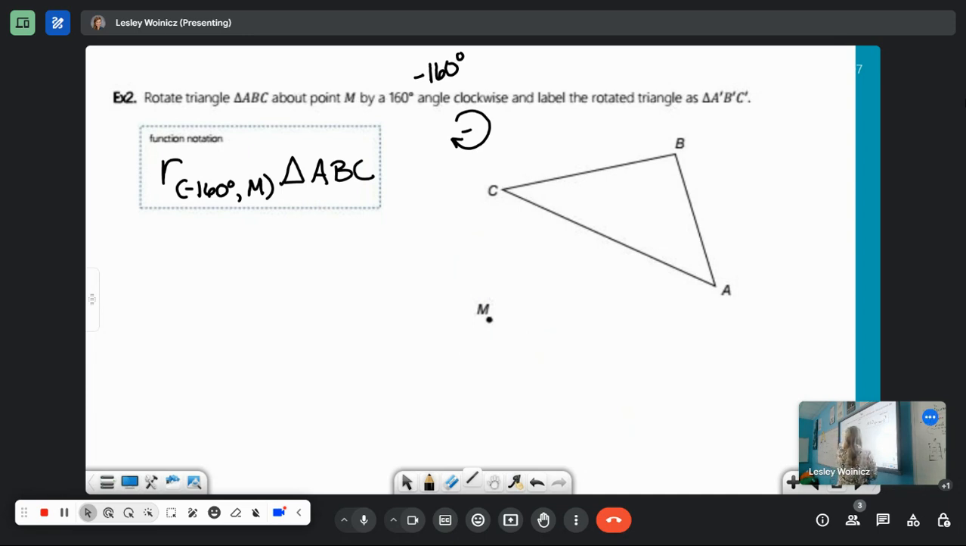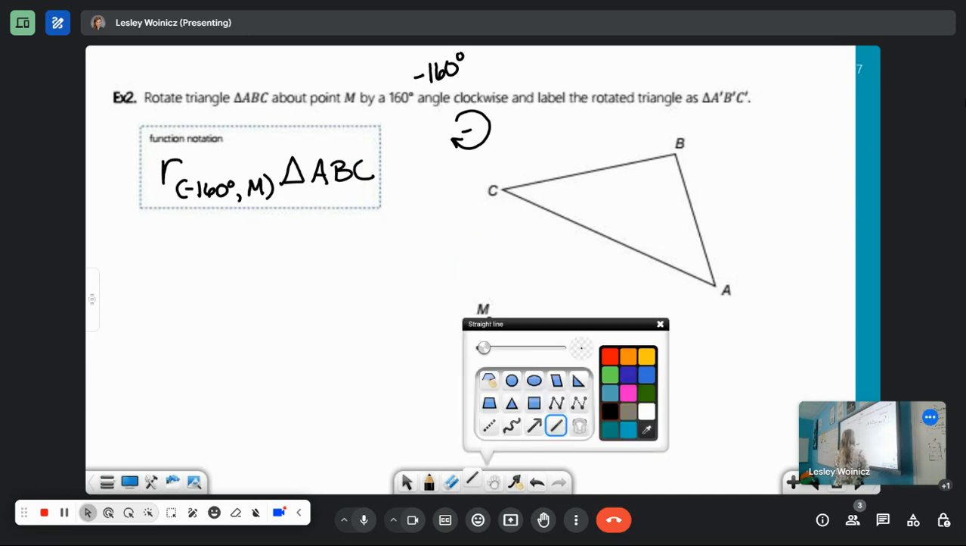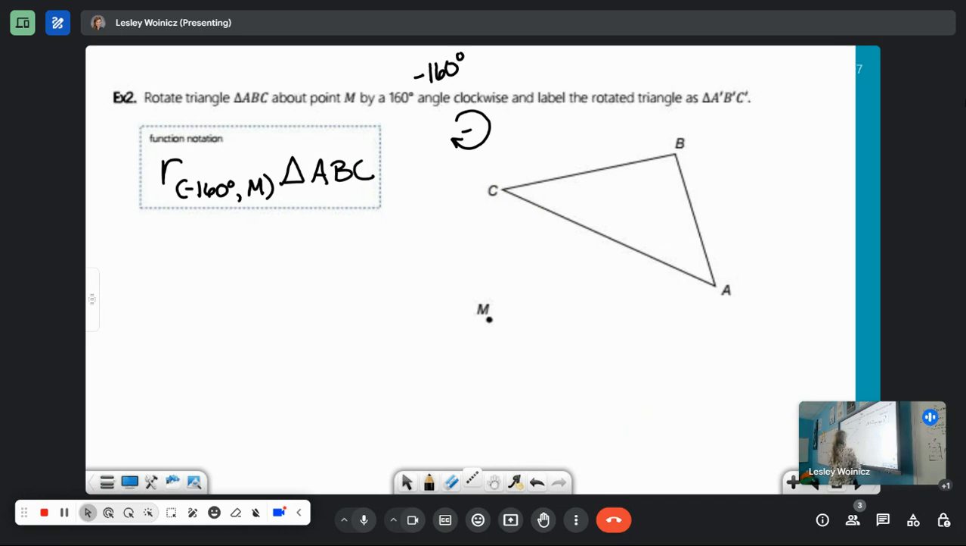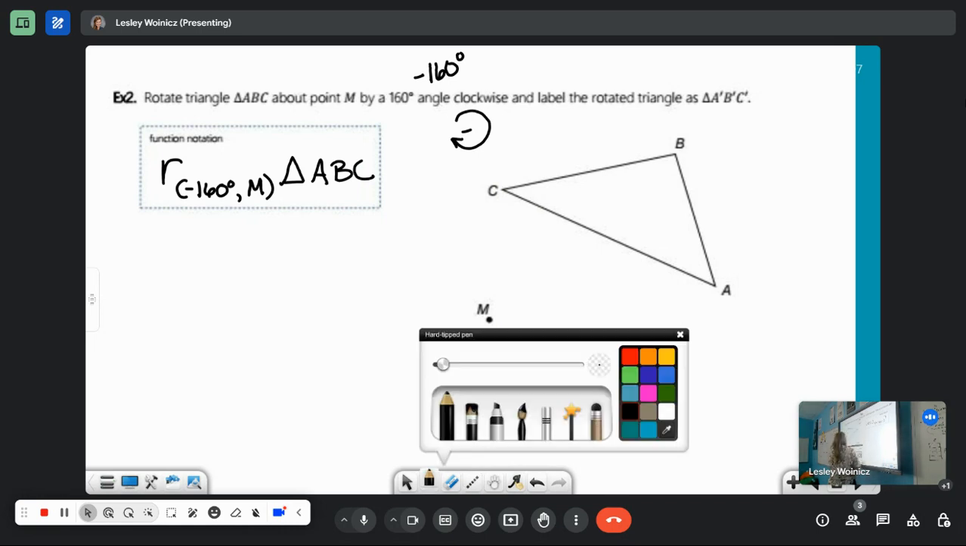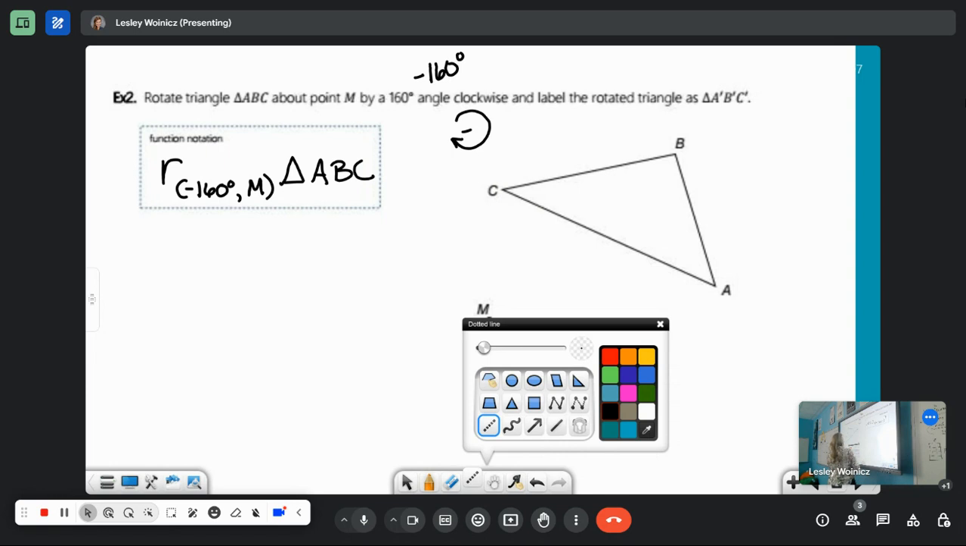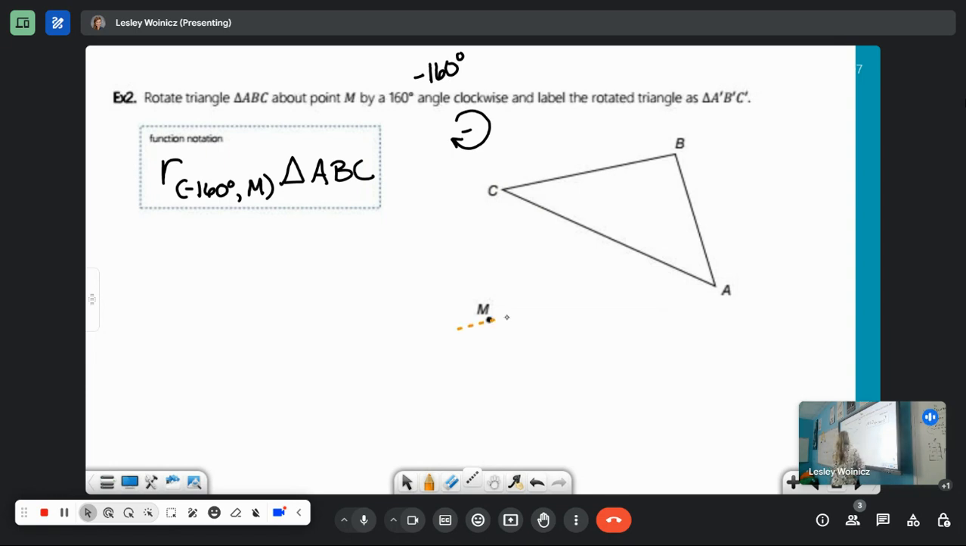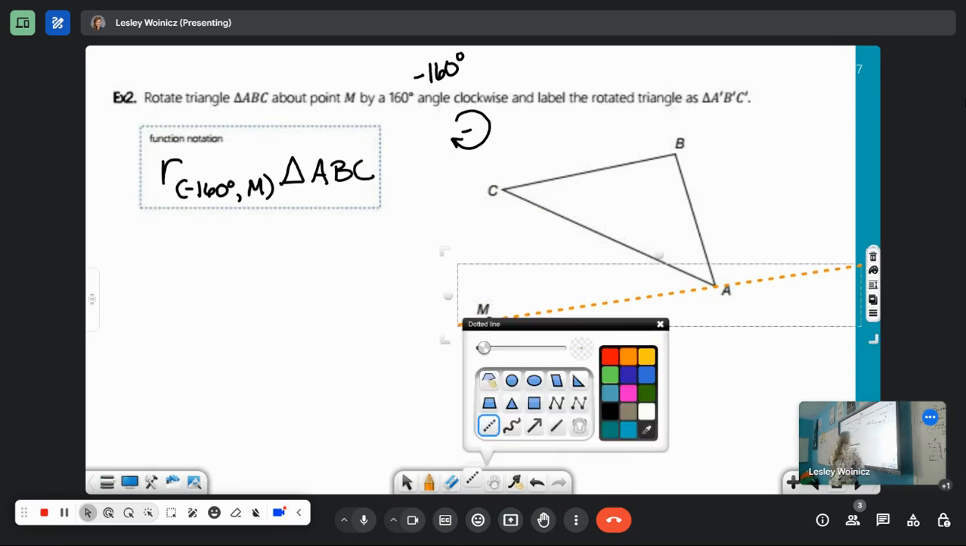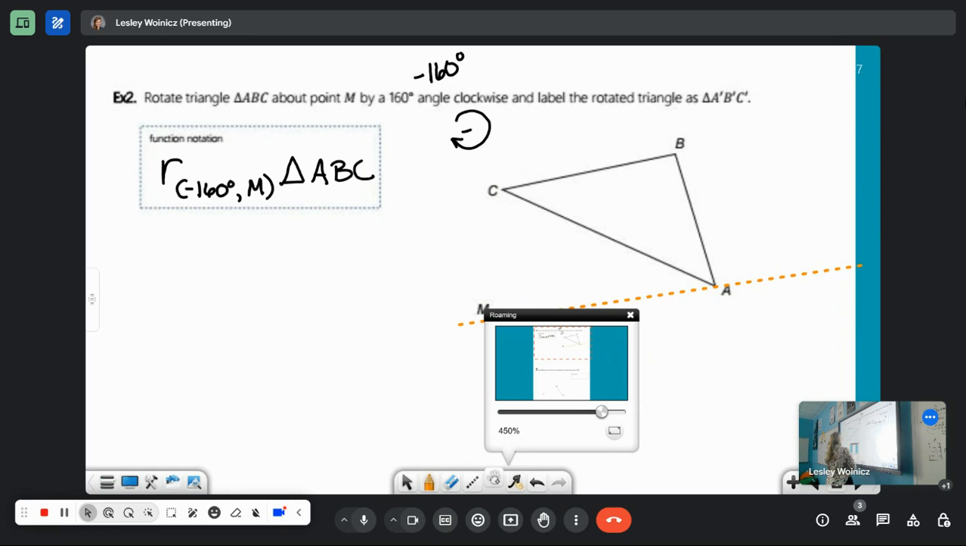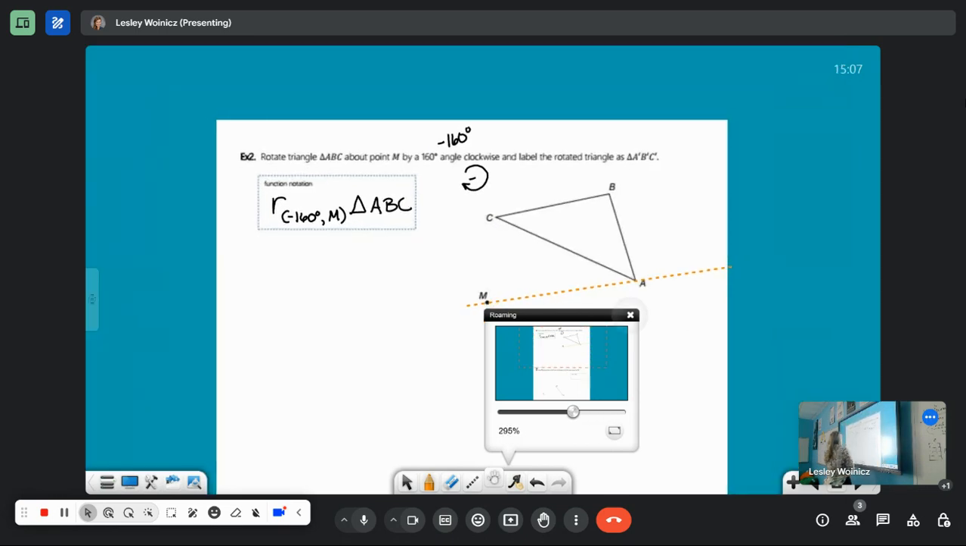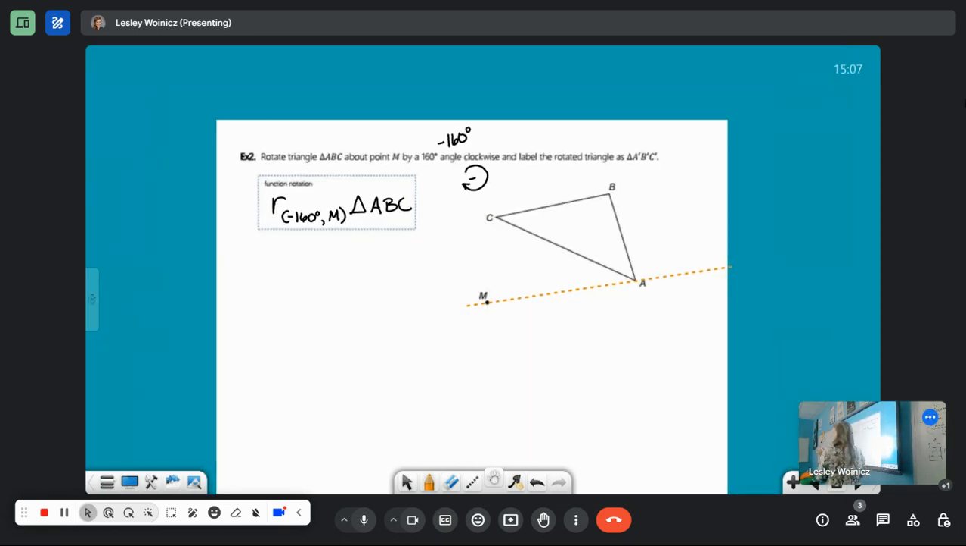Can we start with A? All right, I didn't hear a no, so I'm gonna do A in orange. First thing I need, auxiliary line going through my center of rotation M, straight through point A. Now this is where you have to pay attention because we're going the opposite direction.